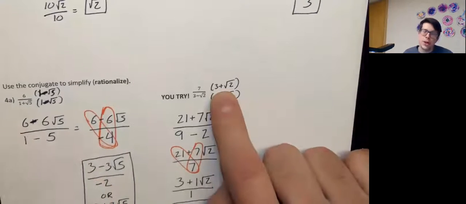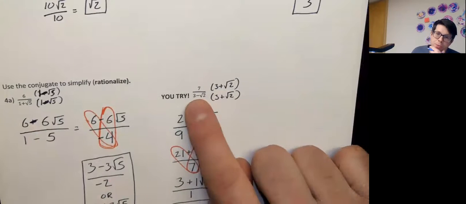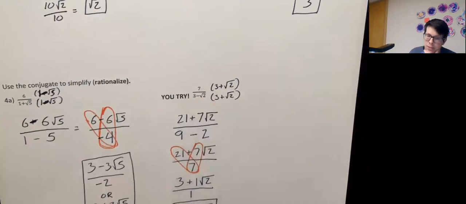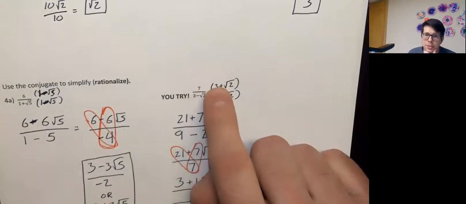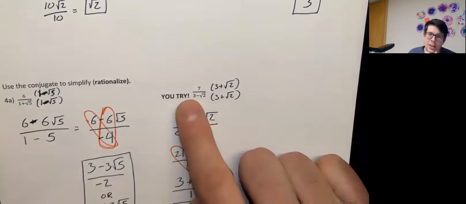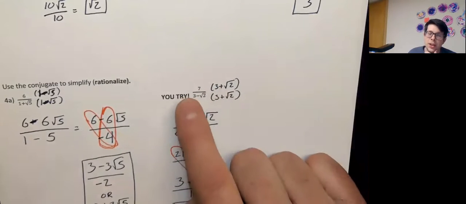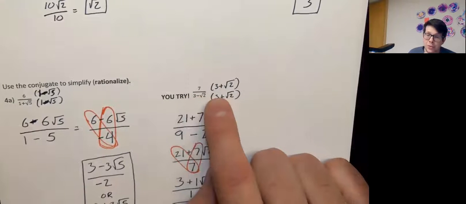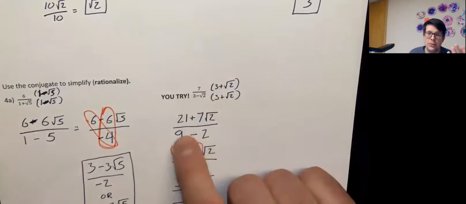To begin with, we're going to start off with our conjugate, which is going to be 3 plus root 2, which is the opposite of the 3 minus root 2 we had in the denominator. We're going to distribute that 7 to both the 3 and the root 2, which gives us 21 plus 7 root 2. Down here in the denominator, 3 times 3 is 9. And then you're going to have your 3 times root 2 and your negative root 2 times 3, and those will cancel out. So I didn't even write them down.